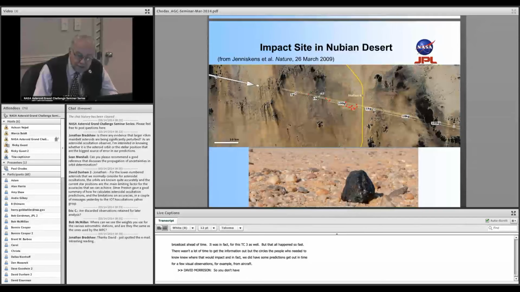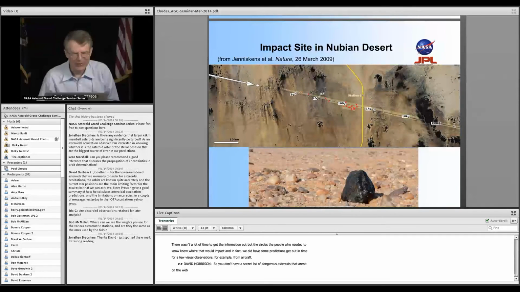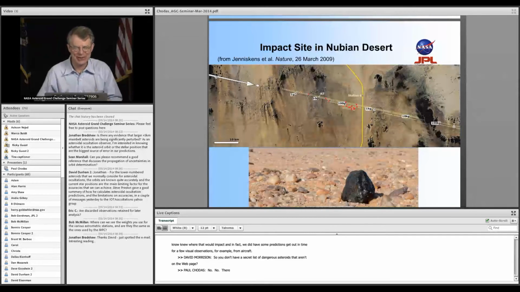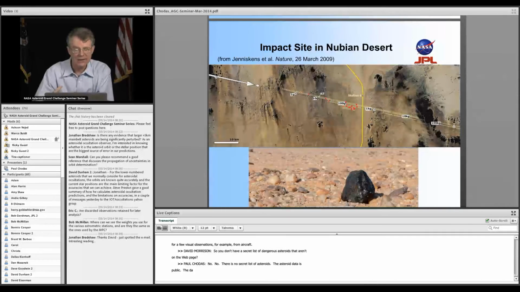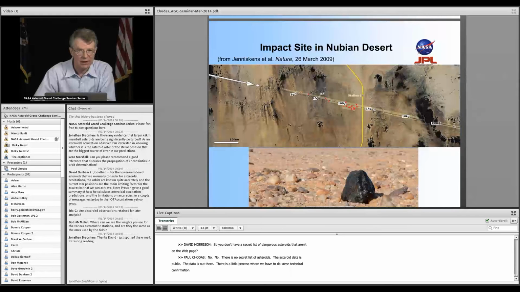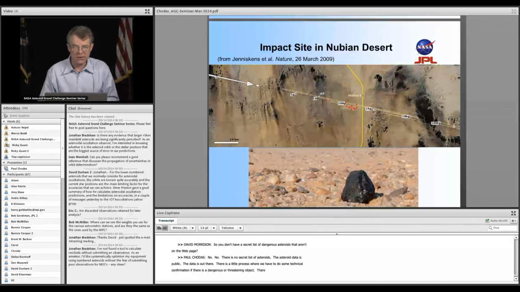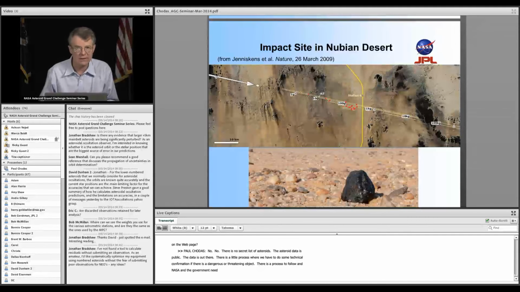So you don't have a secret list of dangerous asteroids that aren't on the web page? No, no. There is no secret list of asteroids. The asteroid data is public. The data is out there. There is a little process where we have to do some technical confirmation. If there is a dangerous or threatening object, there is a process to follow, and NASA and the government need to be notified. So those steps are in there. They can slow down the publication process a little, but the data is out. It's on the web.